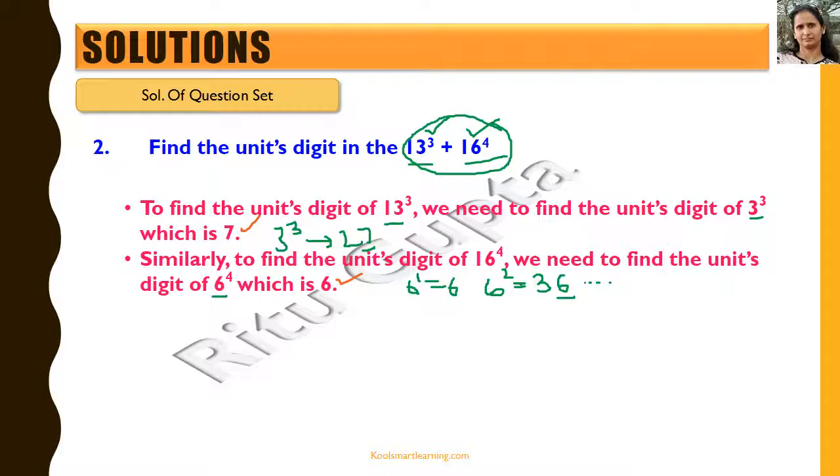So to find the units digit of the sum, we'll add the units digits, and the sum becomes 13. The units digit comes out to be 3.